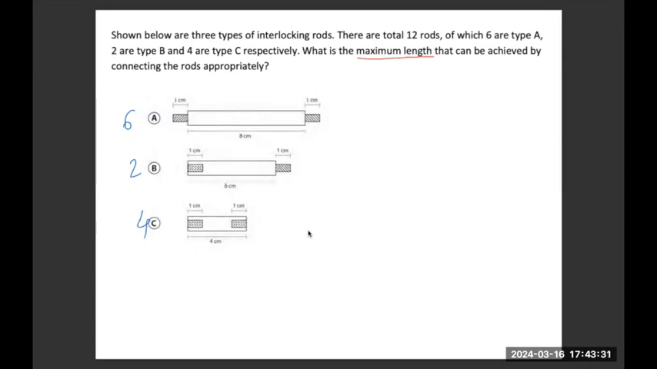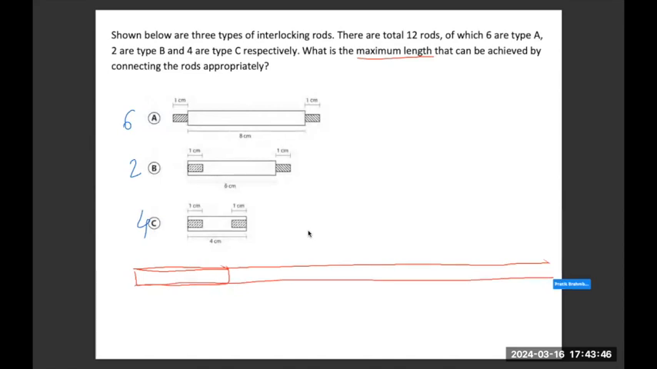For the maximum length, do this exercise of sketching it in your sketchbook. We'll draw the rod completely, and just have this never-ending line. It will be easier for you to keep on adding the lines. Start with rod A first because that is the longest and I'm supposed to find the maximum length. I need a connector here.